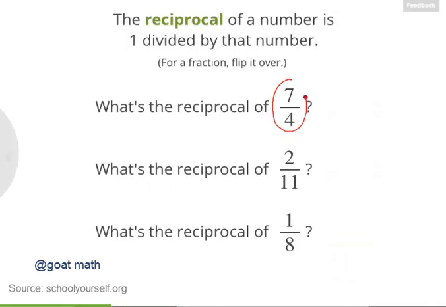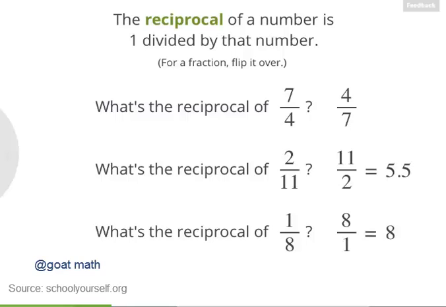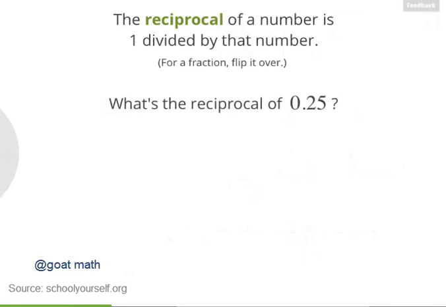Exactly, the reciprocal of 7/4 is 4/7. The reciprocal of 2/11 is 11/2, which also equals 5.5. And the reciprocal of 1/8 is 8 over 1, which is just 8. Now what about decimals? For example, what's the reciprocal of 0.25? Well, that's 1 divided by 0.25. If you type this into a calculator, you'll see this equals 4.